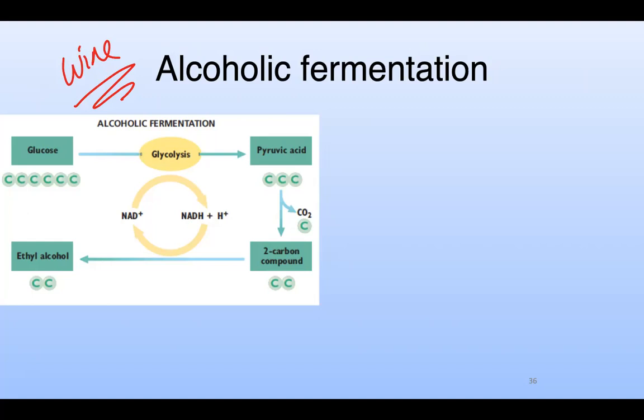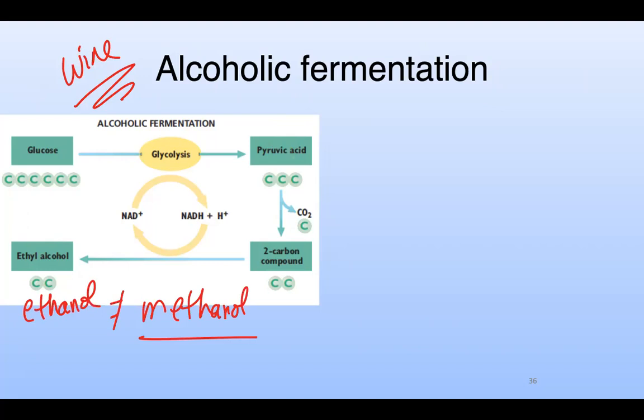Anyway, you can see from the diagram that during alcoholic fermentation, pyruvic acid is going to be converted into ethyl alcohol. This is also called ethanol. Not the same as methanol, which is the chemical in the lab at school that we put in the alcohol lamps.